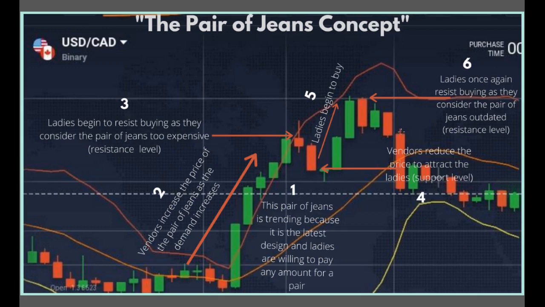The pair of jeans is trending because it is the latest design and ladies are willing to pay any amount for a pair. At this level the pair of jeans is very attractive because it's trending. You can see the ladies are pumping in money, actually buying this particular asset. Because the demand is increasing, you can see what's happening to the share price.